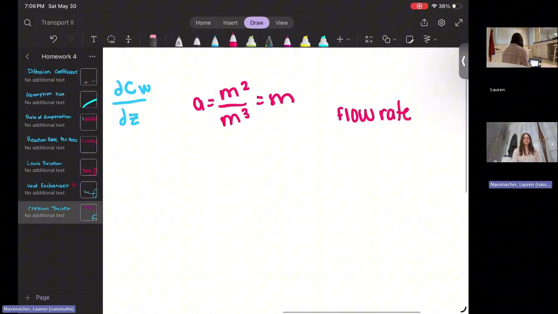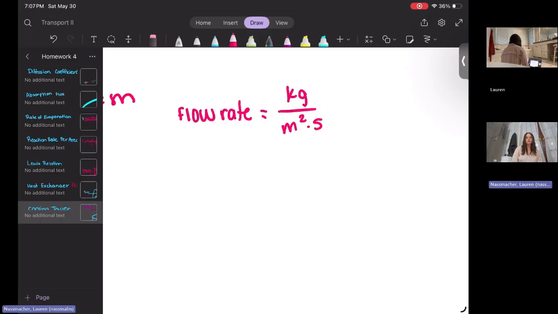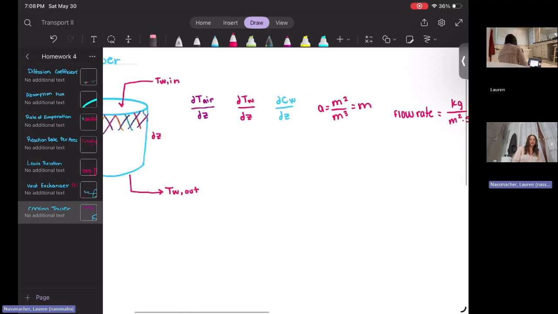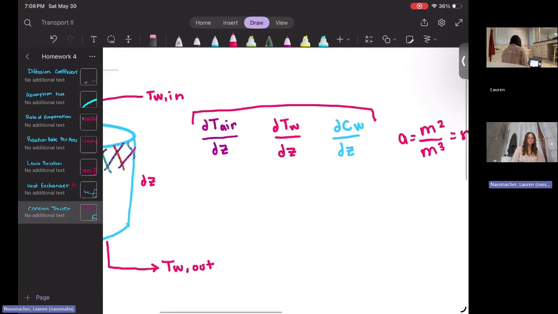is in kilograms per meters squared seconds. The flow rate just is equal to L. The flow rate also helps us maintain the same units for all of our changes.